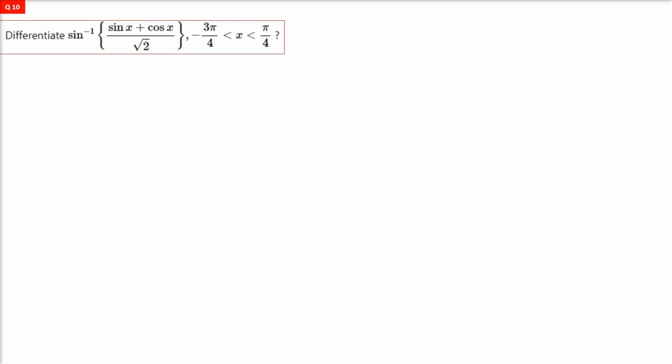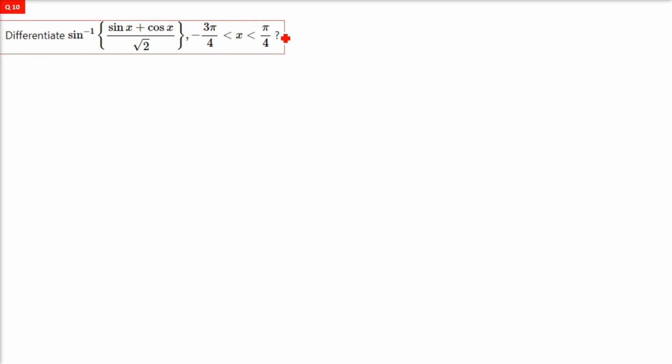Okay, this question and the next question, they are almost similar. So please pay more attention here. There is a boundary being given, that is where x should belong, negative 3 pi by 4 and pi by 4. Alright.